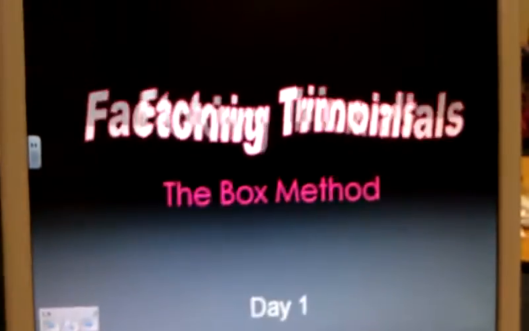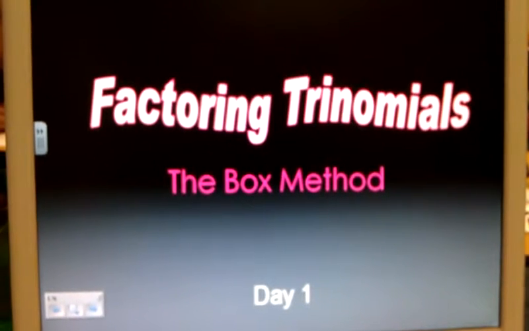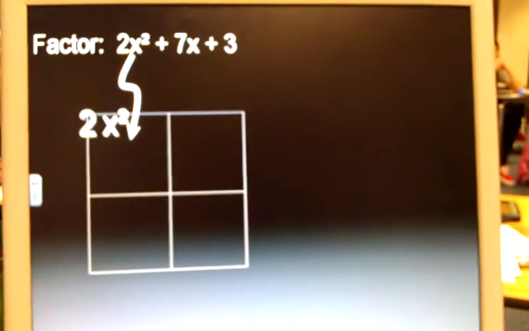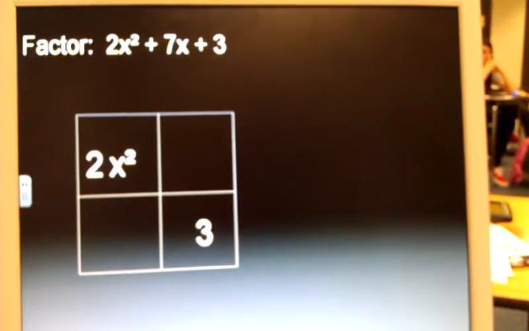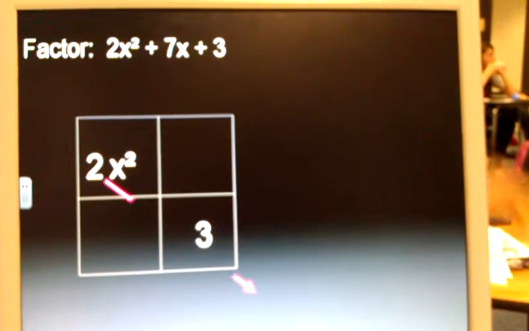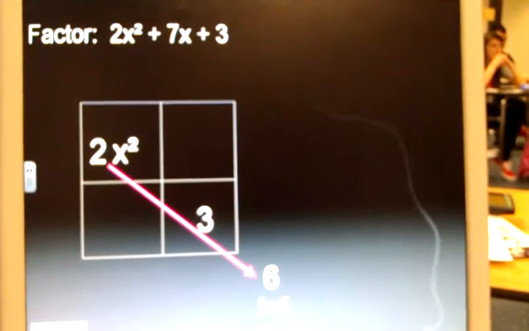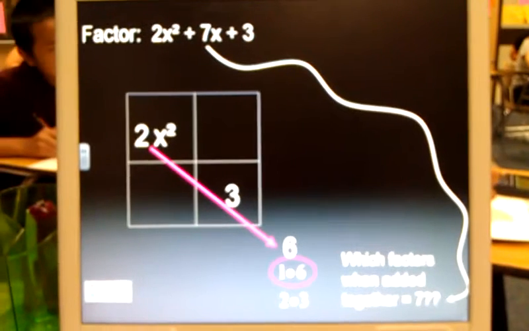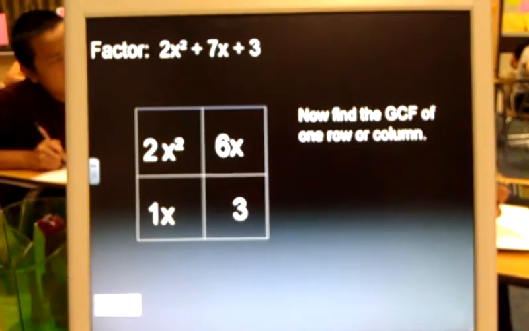Okay, we're going to start with factoring trinomials, the box method for day 1. First, we're going to start with our factor, or actually, that should be our product, and we're trying to factor it. You're going to put the first term into the top left-hand box, the bottom term in the bottom right. You will take 2 times 3 and get 6. Now what you're doing is you're trying to find which factors add together to get the middle term.